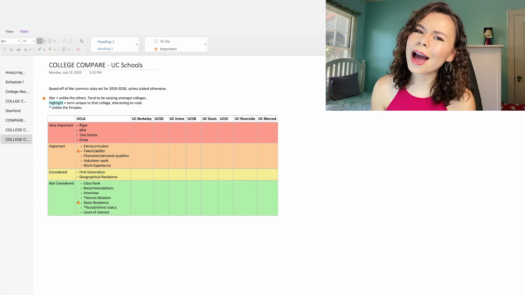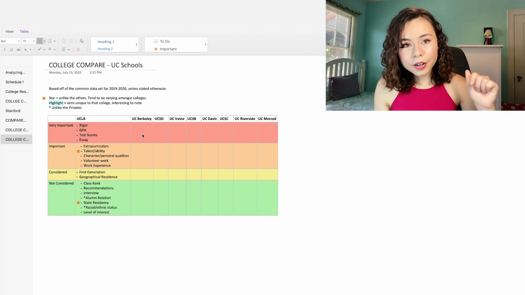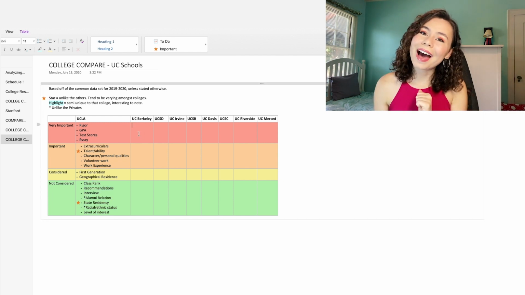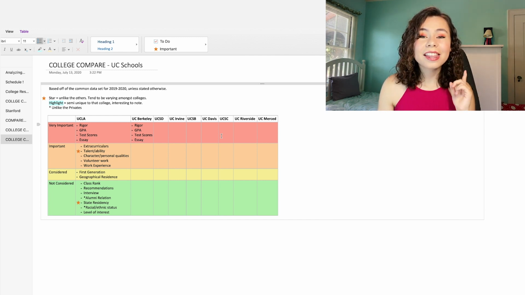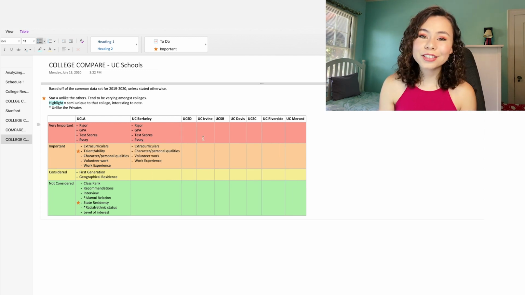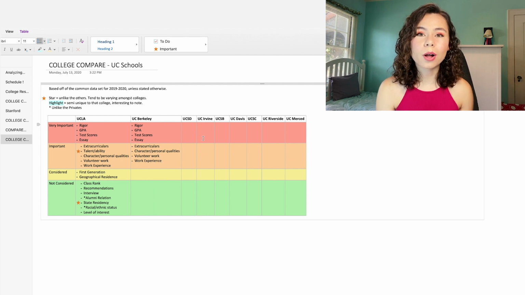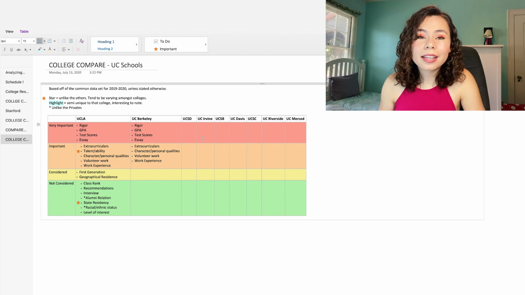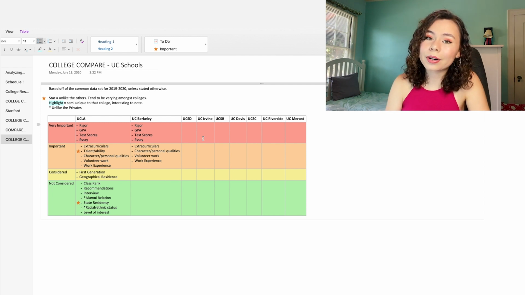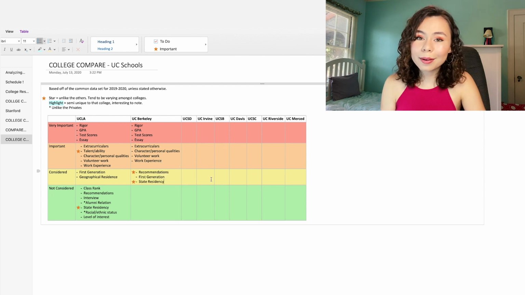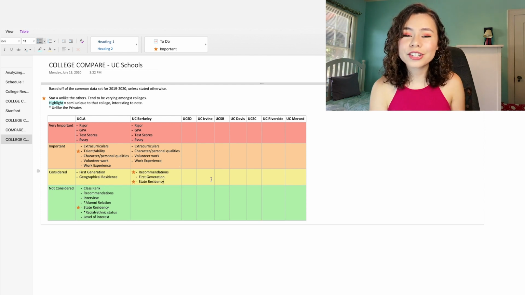Next on our list, we have UC Berkeley. Under very important for UC Berkeley, we have rigor, GPA, test scores, and essay, the same as UCLA. And then for important, we have extracurriculars, your character or personal qualities, volunteer work, or work experience. So unlike UCLA, they did not put talent or ability in this category. Now for what's considered: recommendations, whether you're first generation, and your state residency.